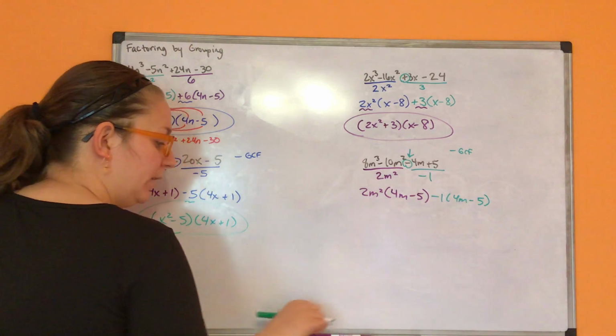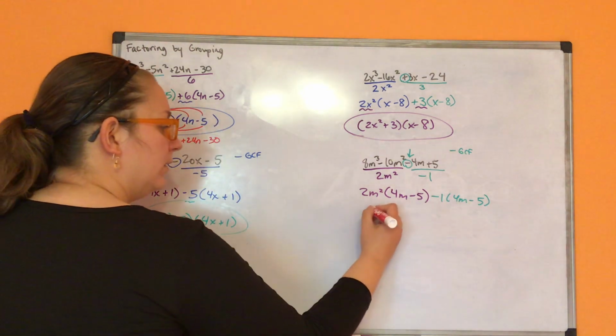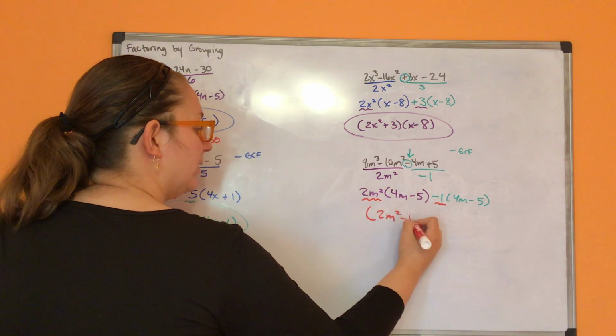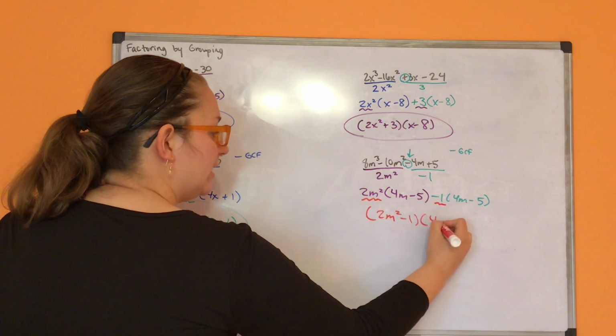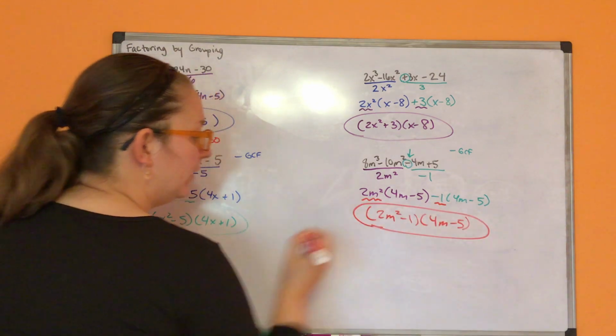These match, so we can rewrite our answer using the factoring by grouping. First set of parentheses is my GCFs, 2m squared minus 1. Second set of parentheses is my repeated factor, 4m minus 5.